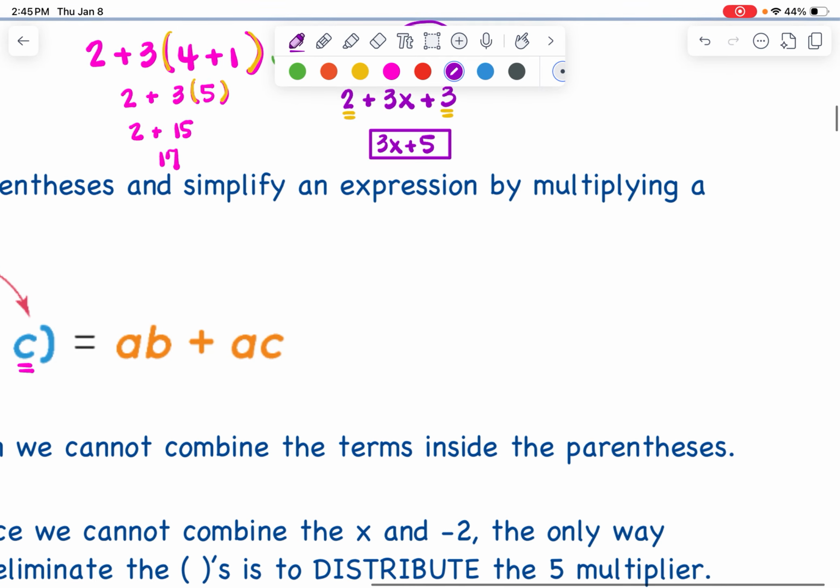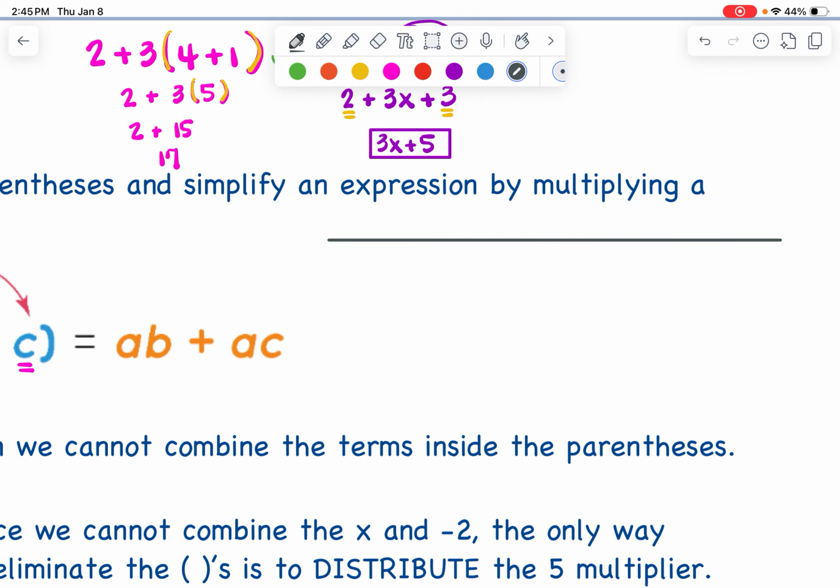Now, there is a question on your homework, so I'm going to do an example right here in this little space. Okay, so we're going to do a math problem really quick, and we're going to simplify it using PEMDAS on the left, and then we're going to simplify it using the distributive property on the right.